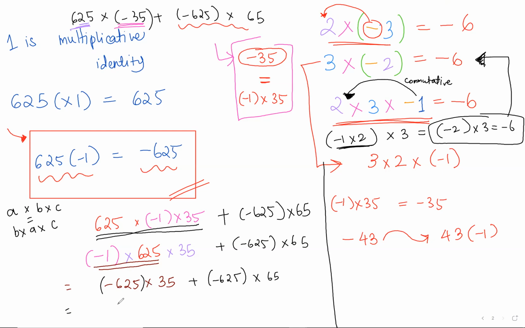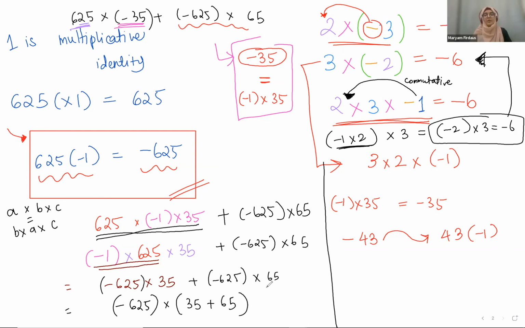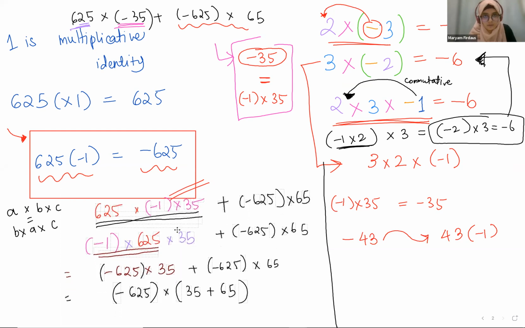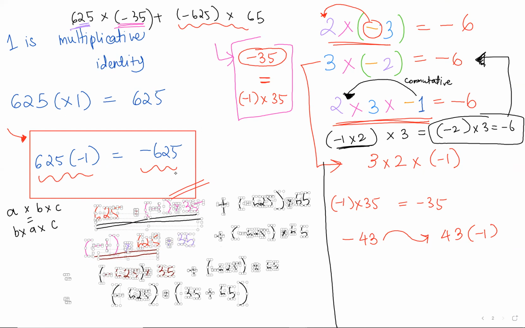Wait, my screen is lagging. Minus 625 multiplied open bracket 35 plus 65 close bracket. Very good. So now can you tell me what this will become? Just a minute. Let me just move the whole thing up a little bit. It's taking too much space. Okay, so now we have space. Continue.